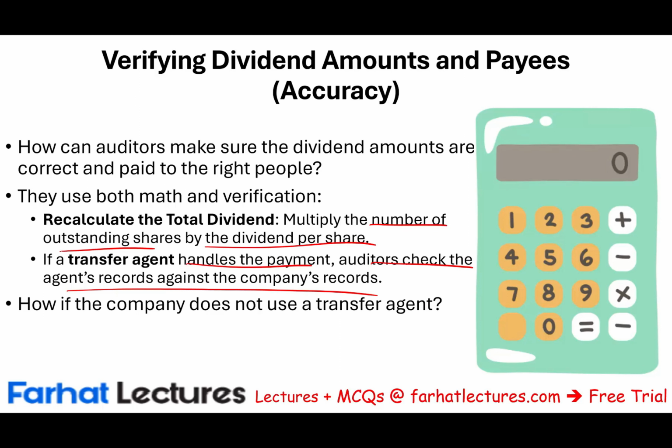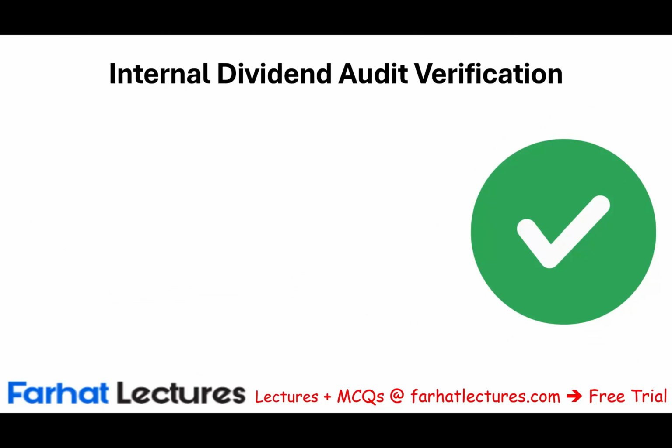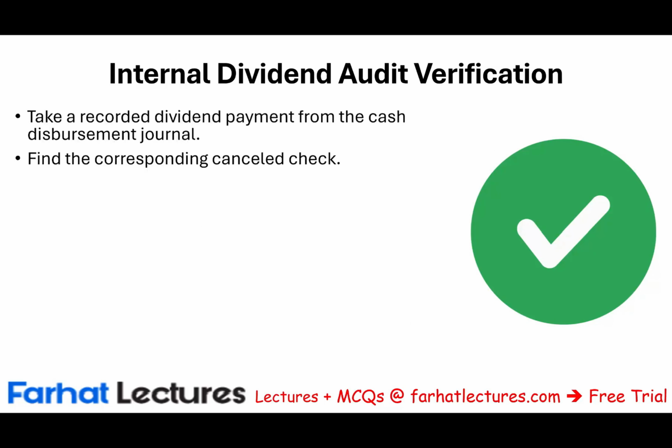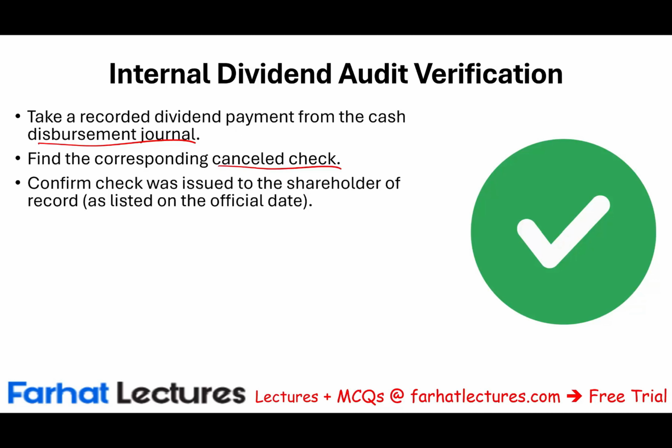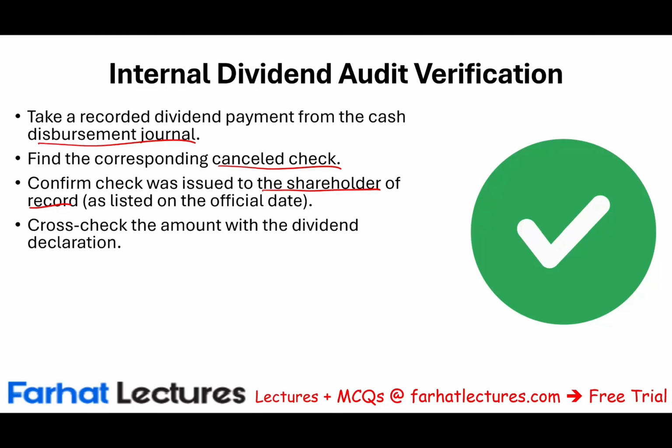How about if the company doesn't use a transfer agent? And here we're talking about private small companies. You have to do an internal dividend audit verification. What do you have to do? You have to take a recorded dividend payment from the cash disbursement journal, we paid it, find the corresponding canceled checks, and confirm the check was issued to the shareholder of record as listed on the official date. So we made the payment to the person that actually was on the date of record.